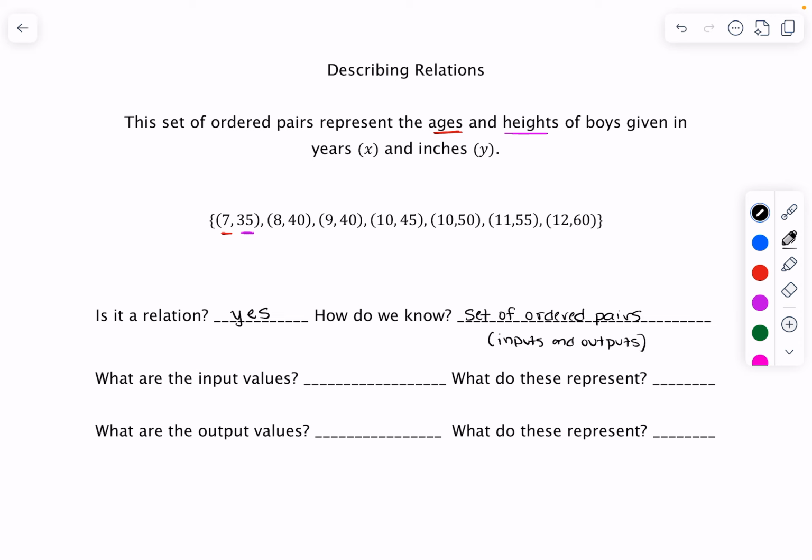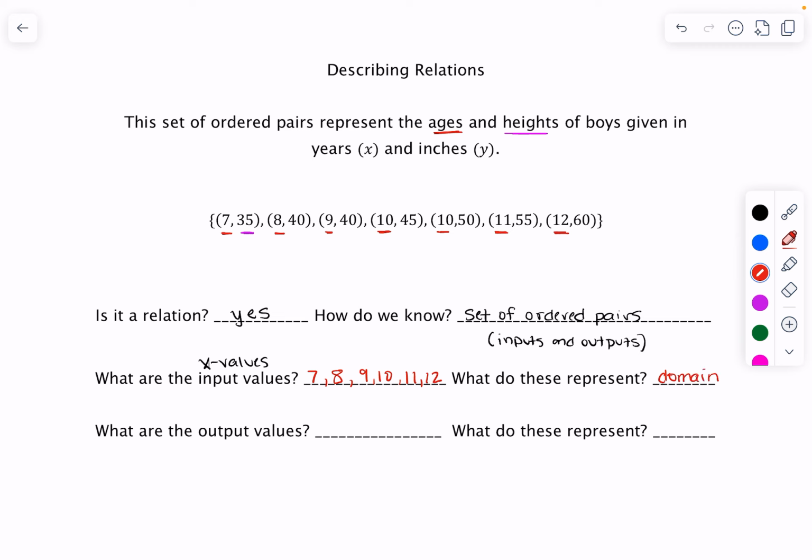Okay. What are these input values? Well, the input values are going to be the x's. And they're going to be all of the ones I'm going to underline in red. So 7, 8, 9, 10. 10 is repeated. We're going to talk about what that is a little bit later. But when I put these down, 7, 8, 9, 10, we don't need to write the 10 twice. 11 and 12. And what do these represent? These represent something called the domain, which we're going to talk about in a little bit.